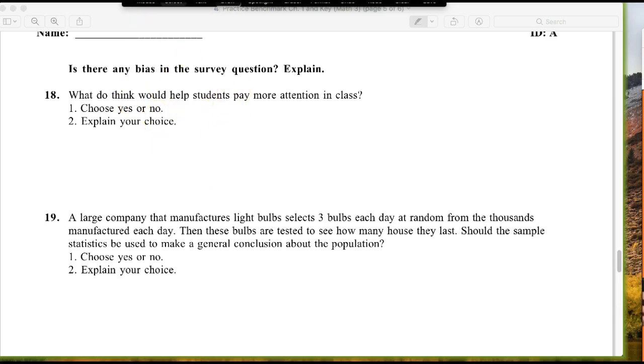All right, let's talk about survey questions here. Some of these questions are a little tricky. Is there any bias in the survey question? Are you offering a leading question, trying to get people to answer it a certain way? So let's read this one. I want you to choose yes or no and explain your choice. What do you think would help students pay more attention in class? Does this survey question have a bias? I'm going to say no, there's not really a bias here. It's a pretty straightforward question.